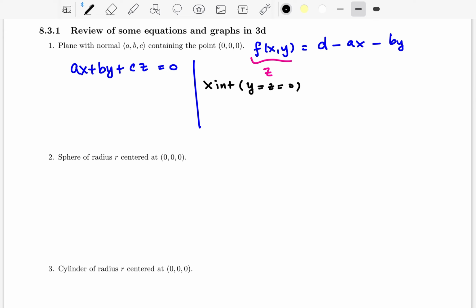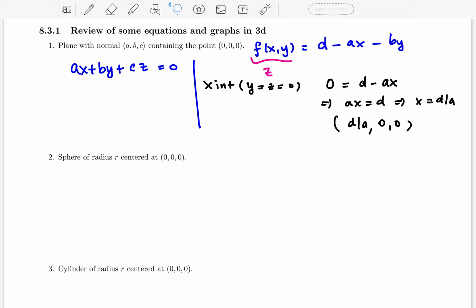From here, we get that z is equal to 0, and then you get d minus ax, and y is also equal to 0. So from here, you would get that ax is equal to d, therefore x is equal to d divided by a. So you get the point d divided by a, 0, 0. And then you can do the same with the other intercepts, okay?